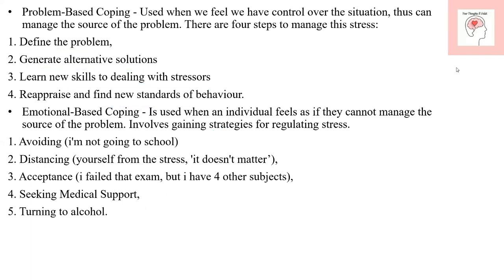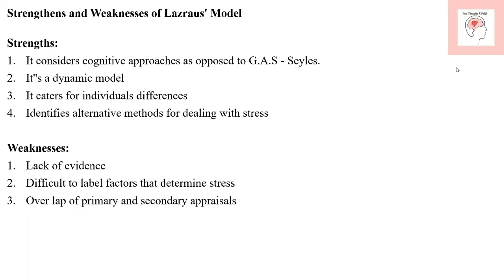Let's move on. Let's see what the strengths and weaknesses of the Lazarus model are. Let us first look at the strengths. It considers cognitive approaches as opposed to the GAS model. So basically, in the GAS model, the focus was on the biological perspective, but here the focus was given to the cognitive approach. It's a dynamic model. Then it caters for individual differences, that every person is different, and how they perceive a situation is different. And the last one is that it identifies alternative methods for dealing with stress. We understood about problem-based coping and emotion-based coping, so it talks about that.